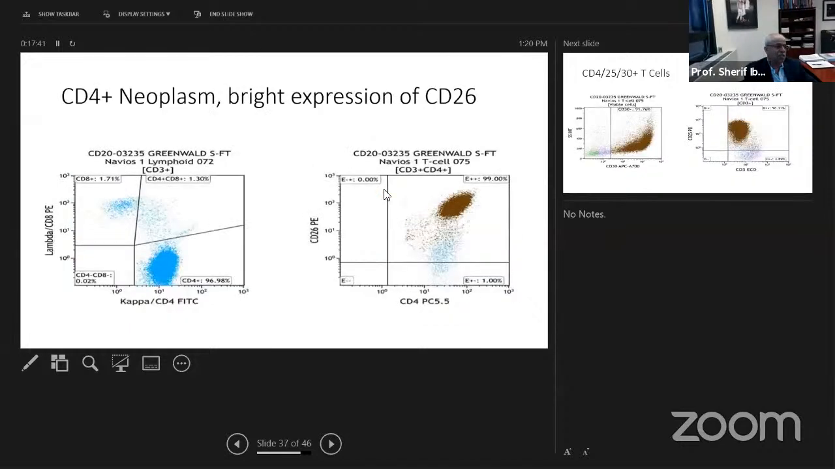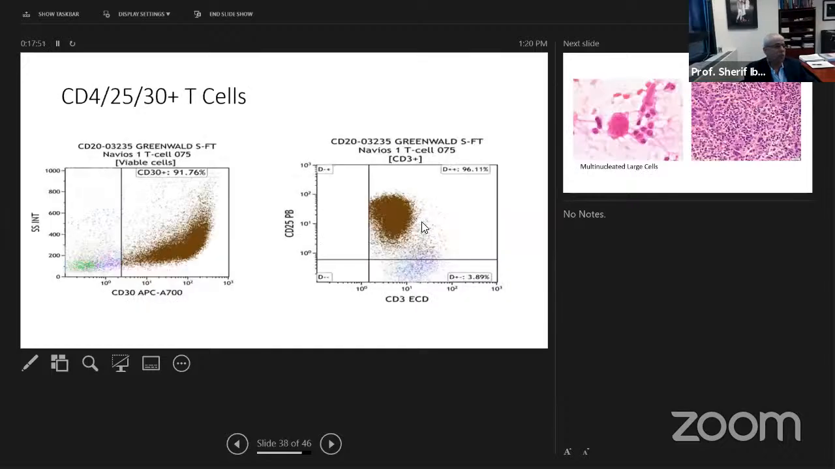If you look at the T cells, the vast majority of the cells are CD4 positive, 96% versus 1.7% CD8. They are CD26 positive, which is not important here, but this is important. So the CD4 positive cells are very bright for CD30. Some of the cells are small and large and brighter. And here you have multinucleated large cells that are very strongly positive for CD30. The cells are also positive for CD25.